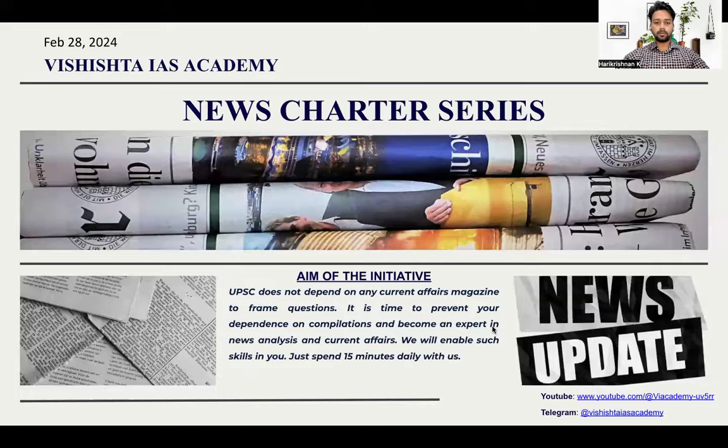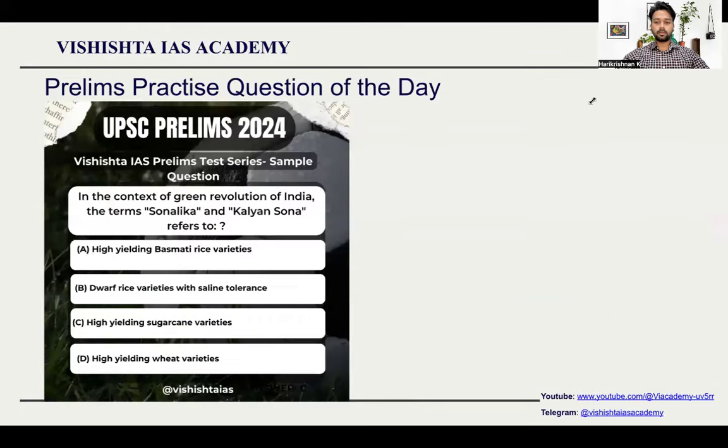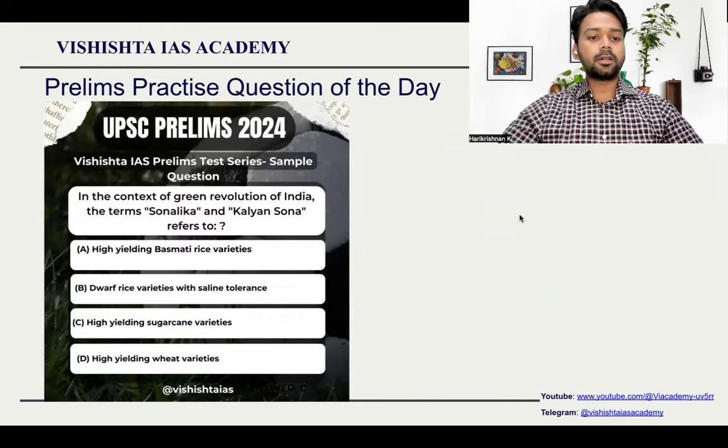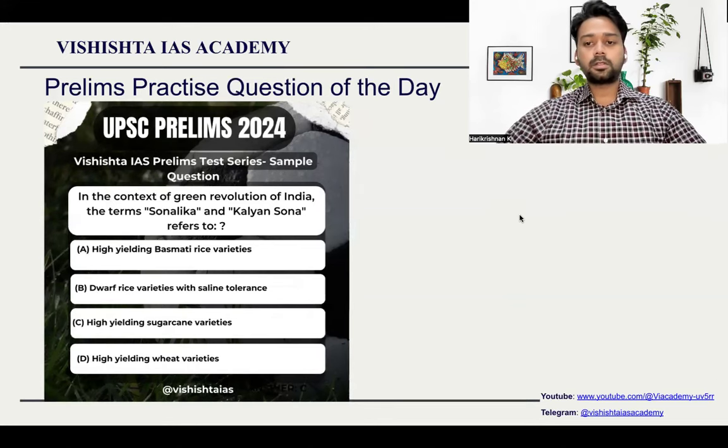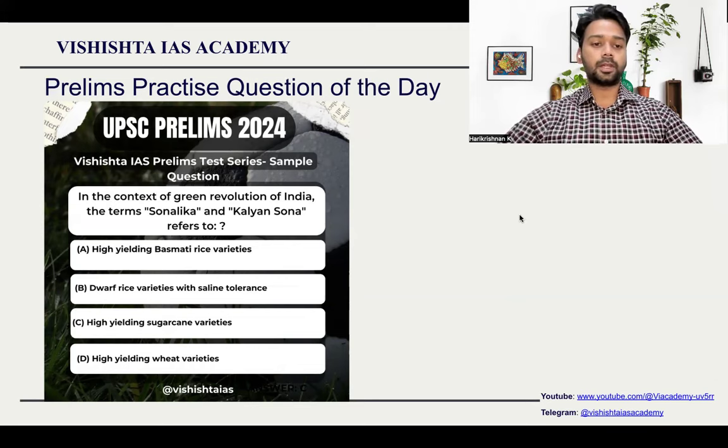Let's begin with the prelims practice question of the day. All right, take a look at this question. This question is asked because MS Swaminathan's contribution to the Green Revolution of India and to the agriculture of India is extremely important for this year, for both prelims and mains. The reason being he died this year, so we need to know about him very well.